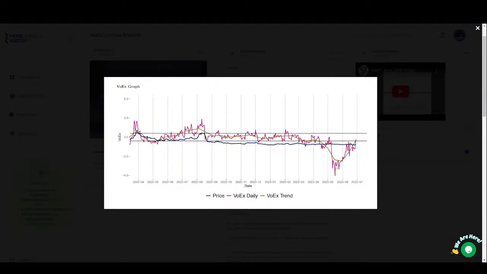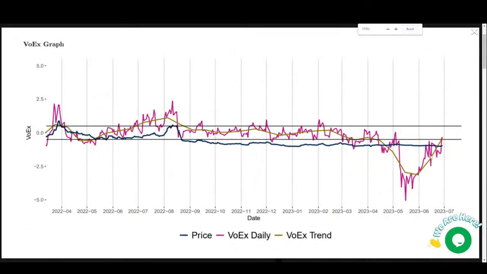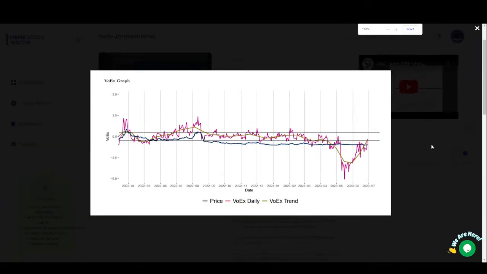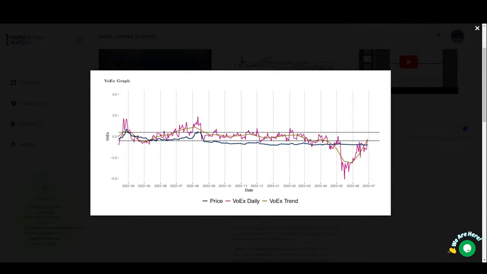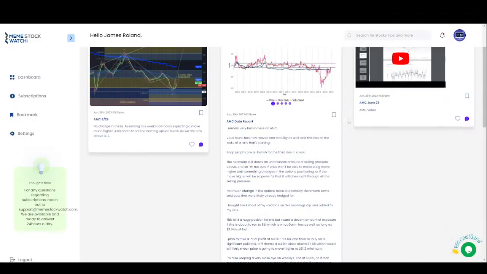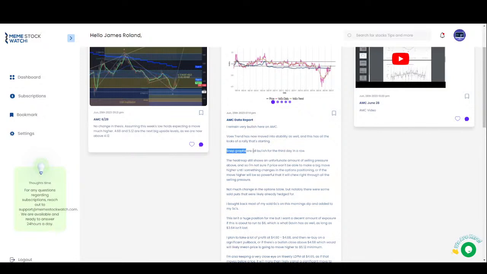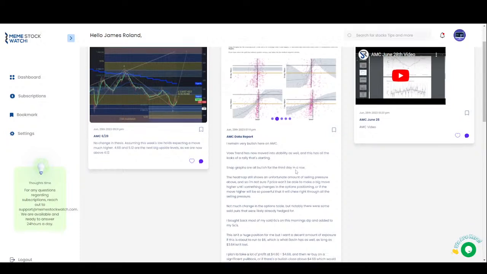So this is Vogue's coiling pattern. And now that Vogue has moved up into stability, also Vogue's trend, the gold line, has moved up into stability. That will usually signify that a large rally is about to follow. So I'm bullish AMC. I have some calls. Snap graphs are bullish for the third day in a row. So snap graphs right here are bullish.